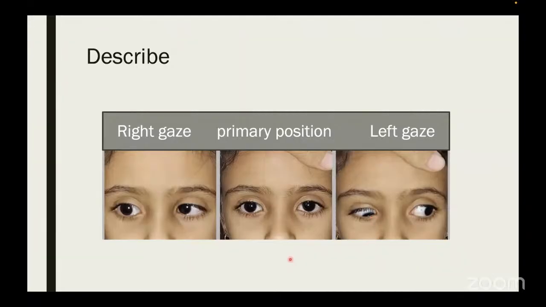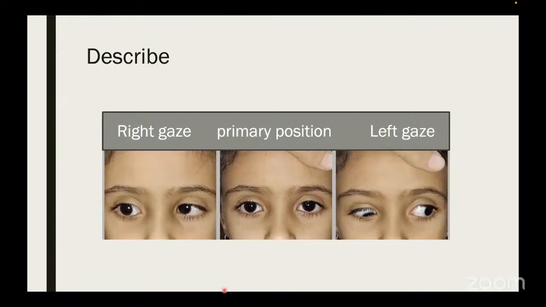So what do you think the diagnosis of this patient? Right Duane. Okay, so right exotropic Duane, or according to Huber classification, this is type 3. Why type 3? Because the patient is having limitation in both abduction and adduction. In type 1, we have only limitation of abduction. In type 2, we have only limitation of adduction. In type 3, we have limitation in both abduction and adduction. So in this patient, how would you approach this patient?